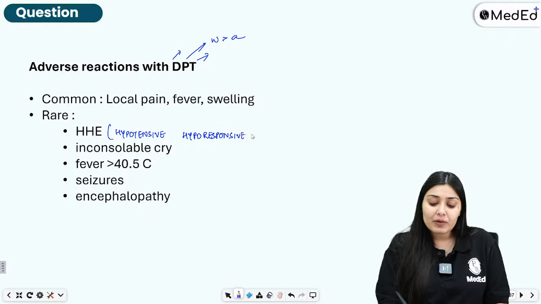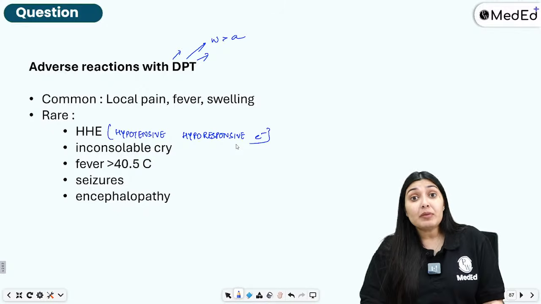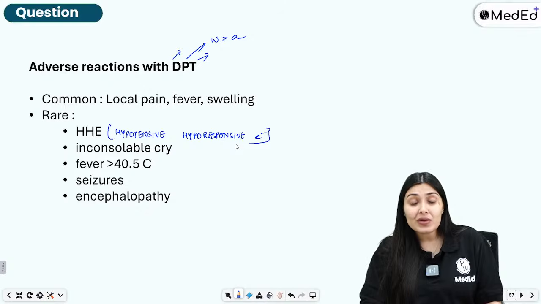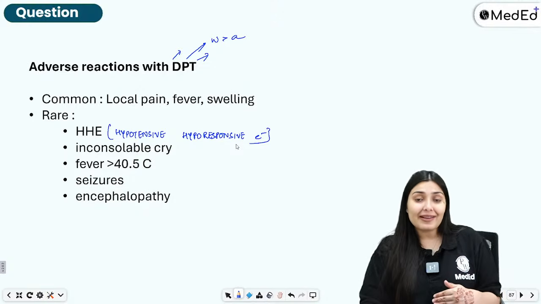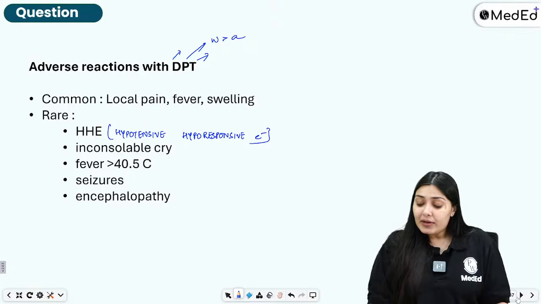Hypotensive hyporesponsive episode. Then inconsolable cry, baby crying for more than 3 hours. Hyperpyrexia, fever more than 40.5 degrees Celsius. Seizures, encephalopathy. So these are some of the rare adverse effects that are noted with DPT vaccines, right?